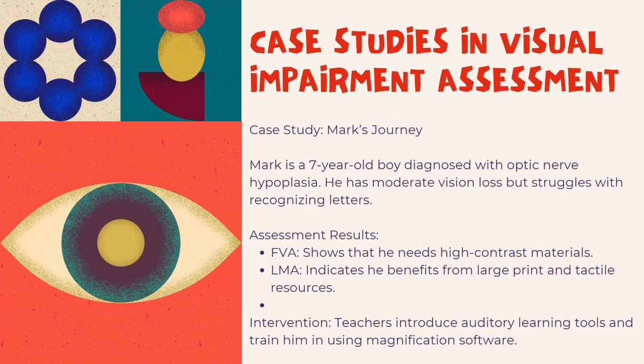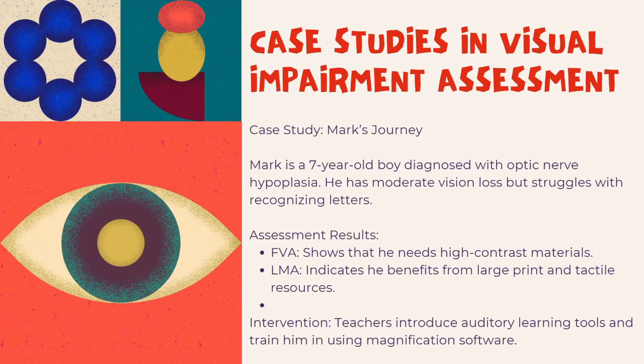For the assessment results, FVA revealed that Mark had reduced contrast sensitivity, meaning he struggled to see letters on low contrast backgrounds. He performed well in bright lighting conditions, but struggled in dim environments, and he had difficulty tracking fast moving objects, making it challenging for him to read text efficiently.